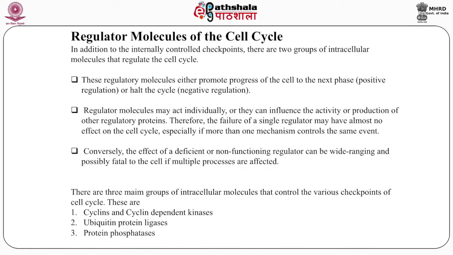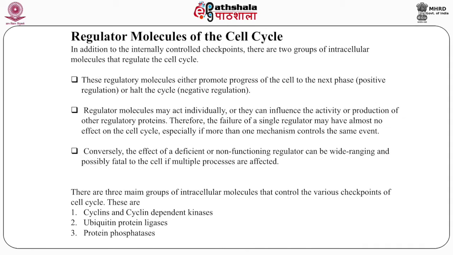Now, we are moving next to the regulator molecules of the cell cycle. So far we discussed the internal checkpoints. Now, what are the other molecules which regulate the cell cycle? These regulatory molecules either promote progress of the cell to the next phase, which is called positive regulation, or halt the cycle, which is called negative regulation.